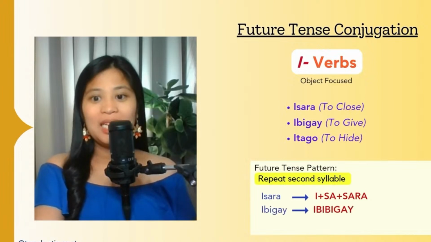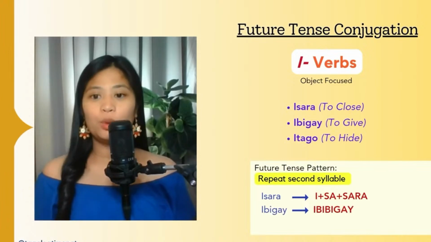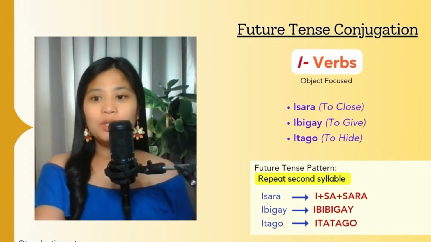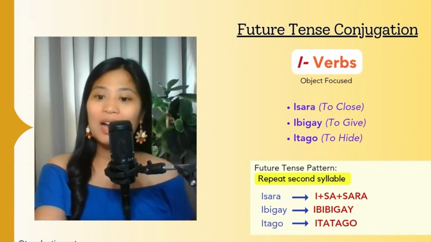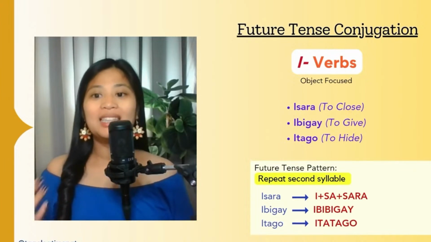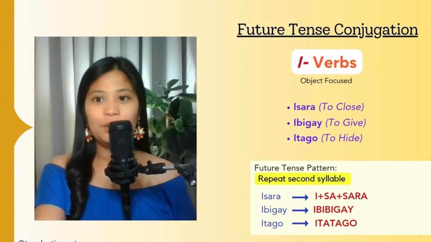Okay? Ibigay will be ibibigay. Ibibigay ko yung regalo. I will give the gift. Ibibigay. And then itago, to hide, will be itatago. Itatago ko yung pera. I will hide the money. Itatago. So again, you are just repeating the second syllable.